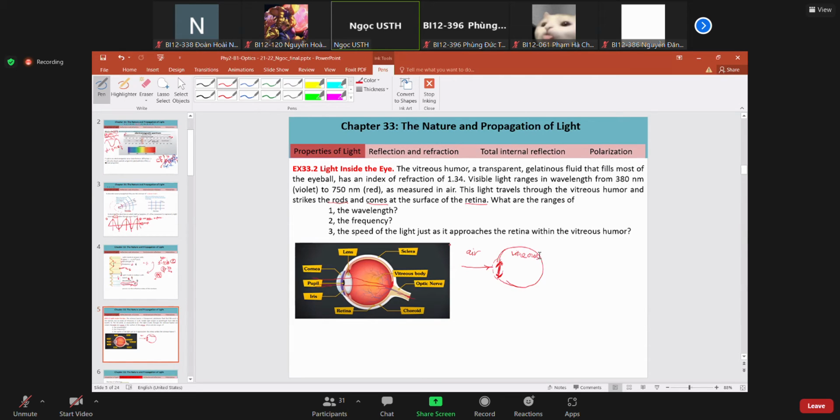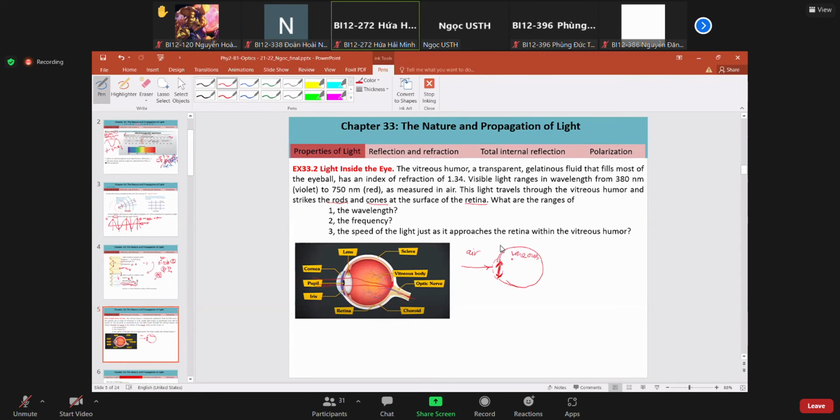So can anyone help me solve this problem? The vitreous fluid here, wait for me a little bit. The index of the fluid inside the vitreous body, n, will be equal to 1.34. And the light range in wavelength that comes to your eyes is from this to this, with the wavelength like from this.